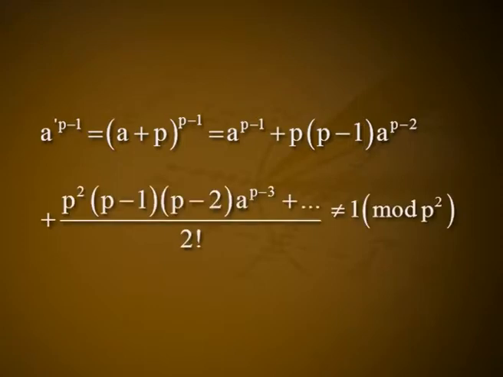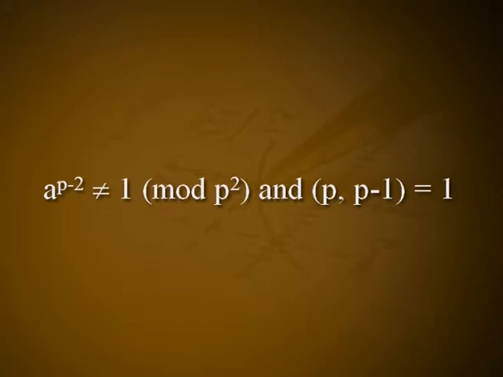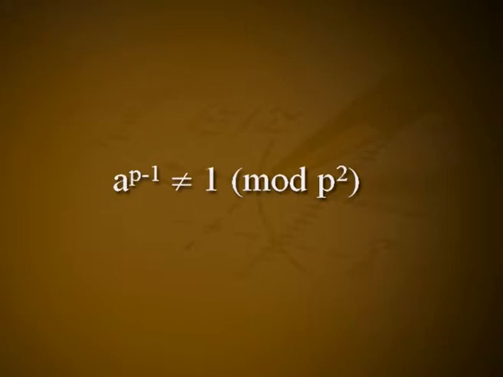Further, a₁^(p-1) = (a + p)^(p-1) = a^(p-1) + p(p-1)a^(p-2) + p²(p-1)(p-2)a^(p-3)/2! + ..., which is not congruent to 1 mod p². For a^(p-2) ≡ 1 mod p² and GCD(p, p-1) = 1, thus we take a primitive root a mod p, the one for which a^(p-1) ≢ 1 mod p².